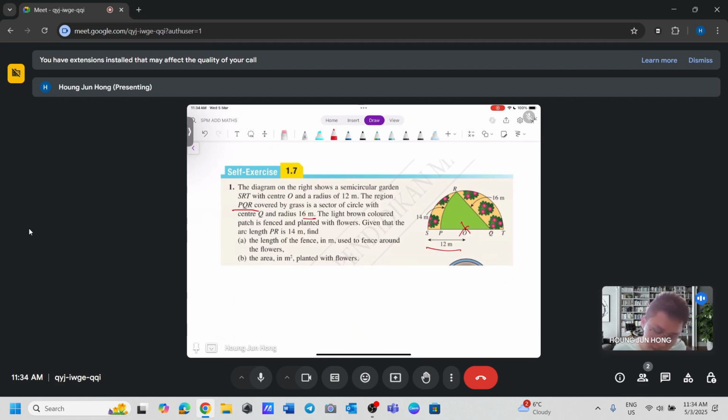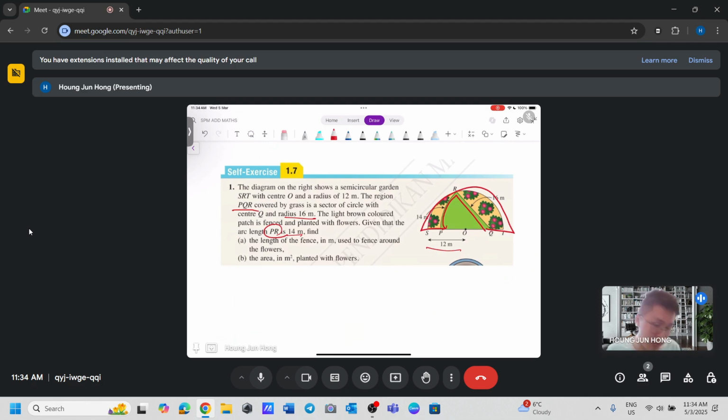The center radius is 16. So this is 16, this is 16. And then the length of PR, this arc over here, is 14. First of all, they ask you to find the length of the fence used to fence around the flower. The flower is basically this and this and this and this, like this.